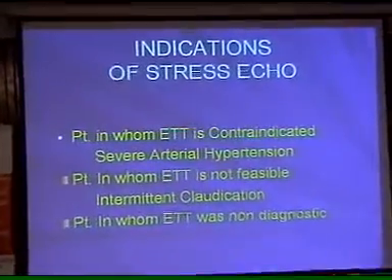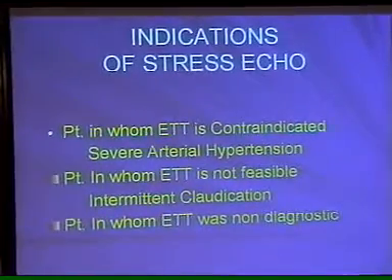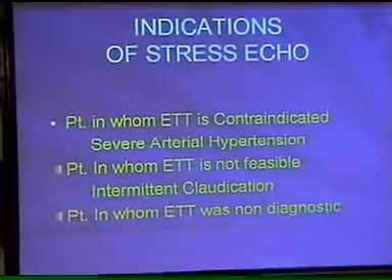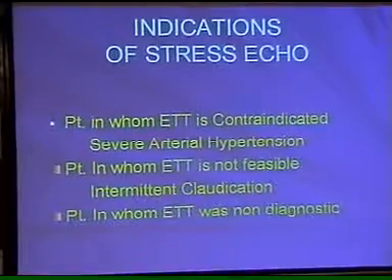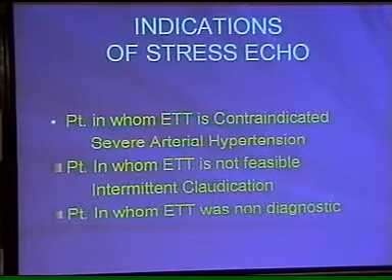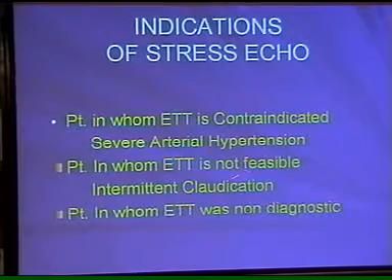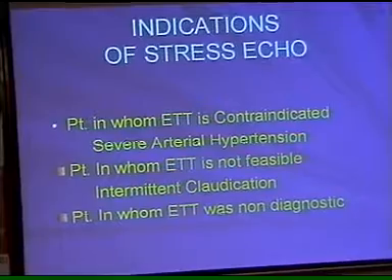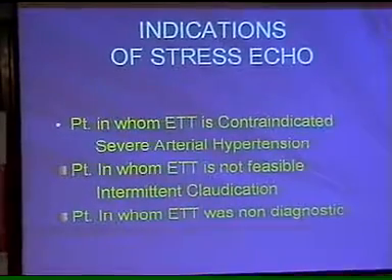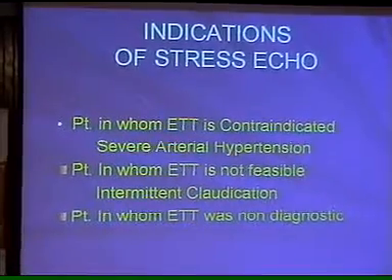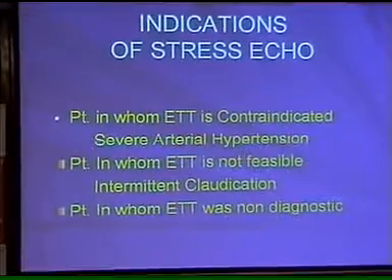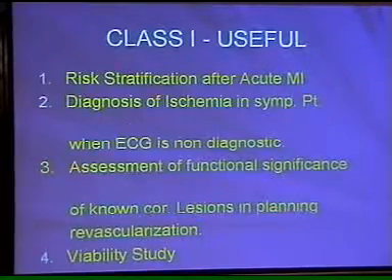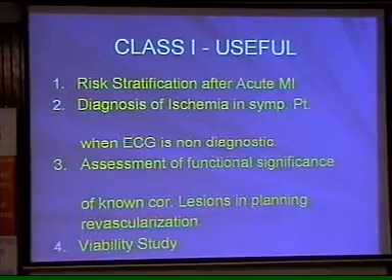Indications of stress echo are patients in whom ETT is contraindicated, as we have just seen in the previous algorithm. Severe arterial hypertension, where you cannot subject the patient to physical stress. And patients in whom ETT is not feasible due to intermittent claudication, obviously the patient cannot walk. And patients in whom ETT was non-diagnostic. You have advised ETT, it was performed, and it is non-conclusive, so you can subject the patient to stress echo.